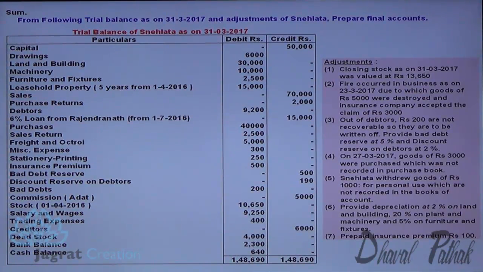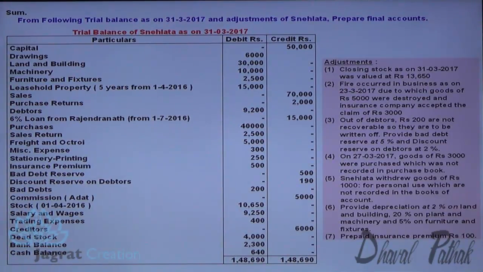So 5,000 is the goods destroyed. The insurance claim accepted is 3,000. So against the loss of goods of 5,000, we got only 3,000. So 2,000 is a loss due to fire that will be debited to profit and loss account. The amount recoverable from the insurance company will appear on the balance sheet asset side, and goods lost due to fire will be credited to trading account, rupees 5,000.